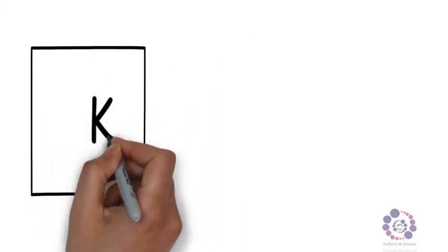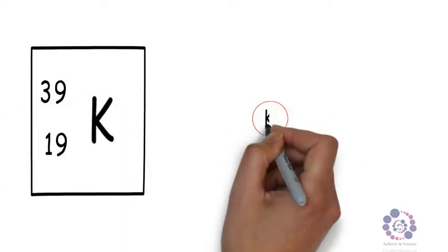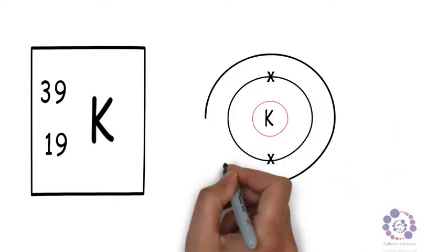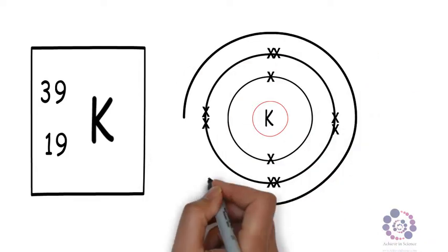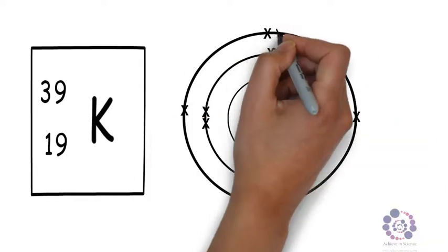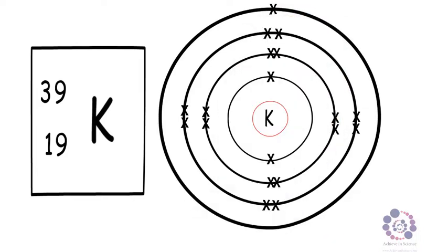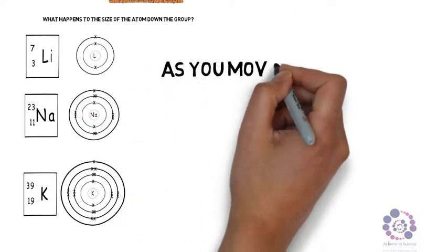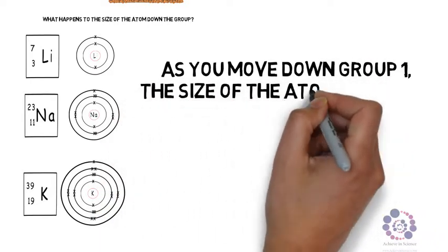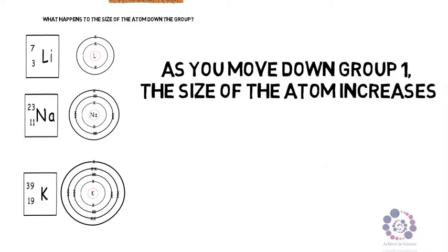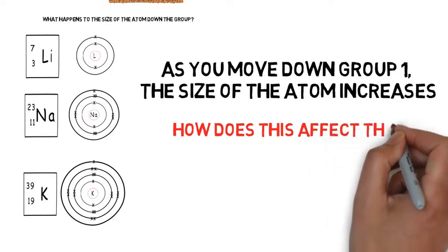Next, we have potassium. Potassium contains 19 electrons, and therefore if we draw potassium, it will look like this. Now, as you move down the group, you can see that the size of the atom increases. But how does this affect the reactivity of the element?